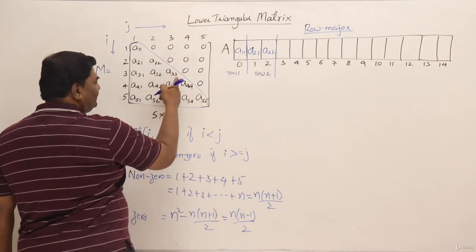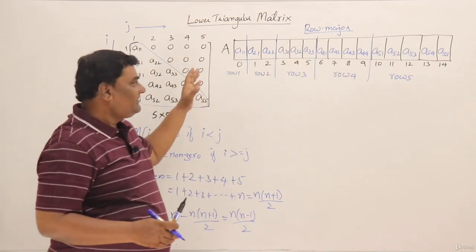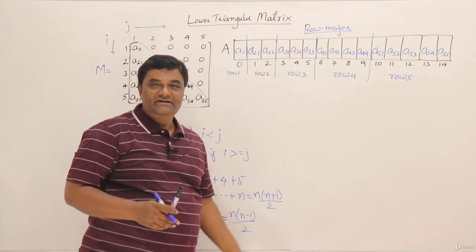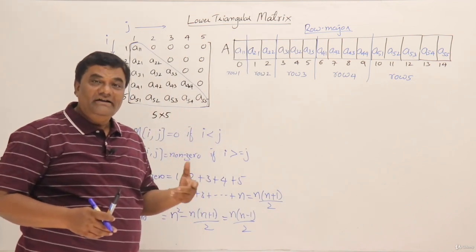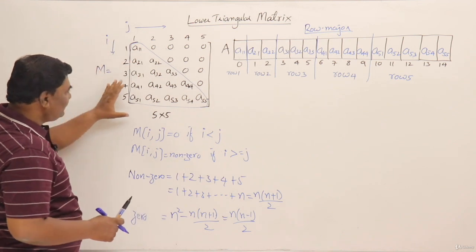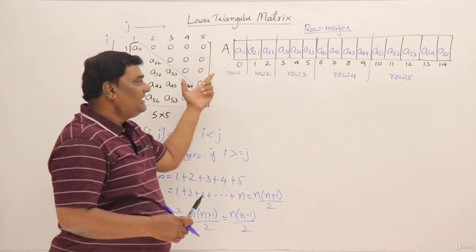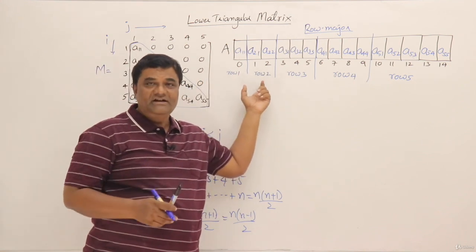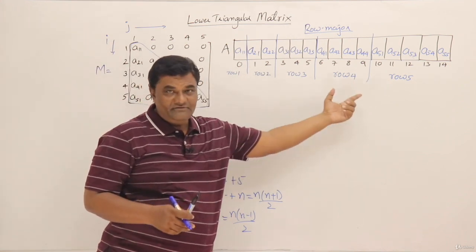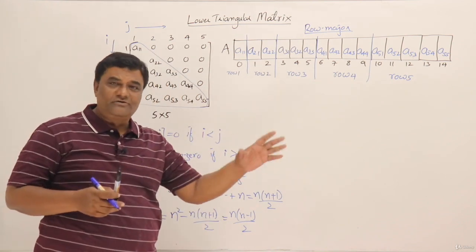Then 3 1, 3 2, 3 3. So likewise I will fill up all the elements row by row. So here I have filled all the non-zero elements in an array row by row. Here one thing to observe is that in this representation I have indices starting from 1 onwards, but as per C or C++ programming, an array starts from index 0 onwards. So we have to take care of it.